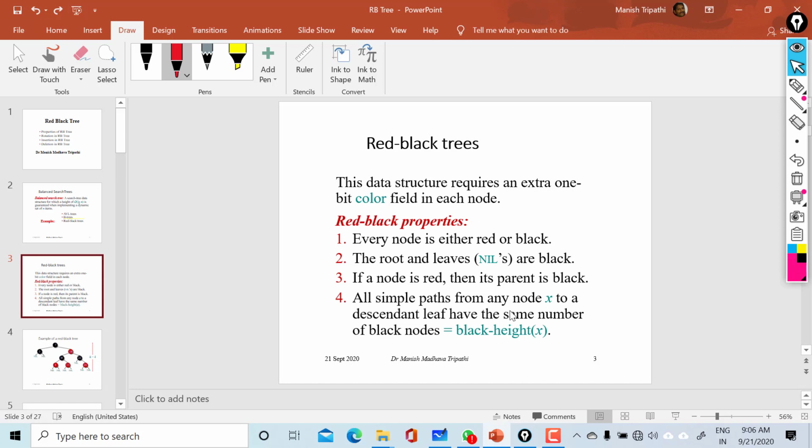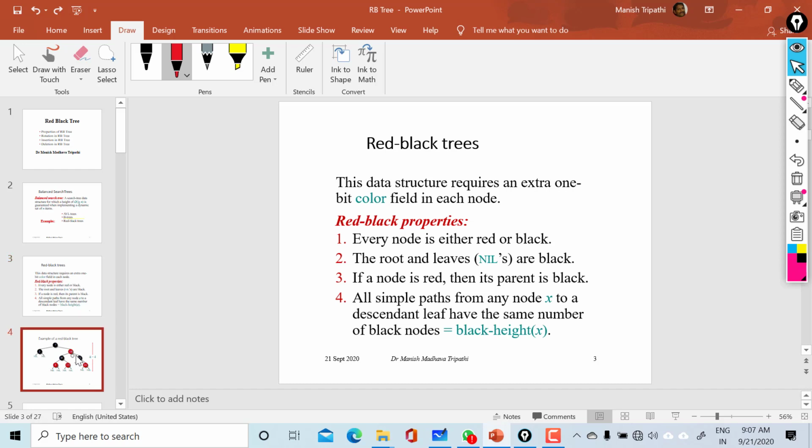And the fourth property is that all simple paths from any node X to a descendant leaf have the same number of black nodes. That is the black height property. Properties 3 and 4 are the most important properties, while the first and second properties only discuss the color of the root and leaves.